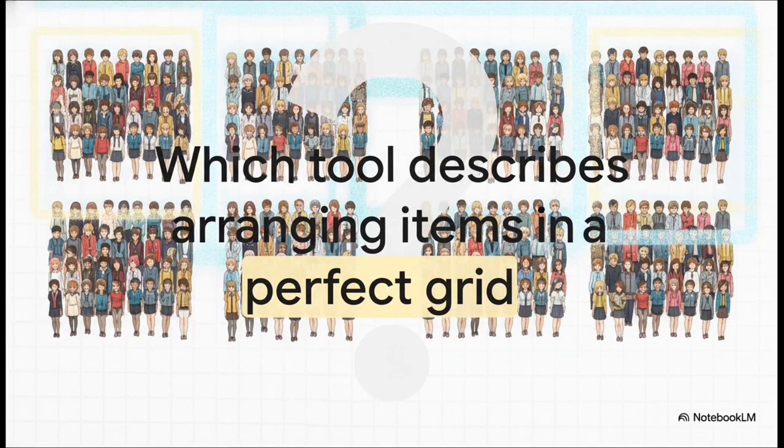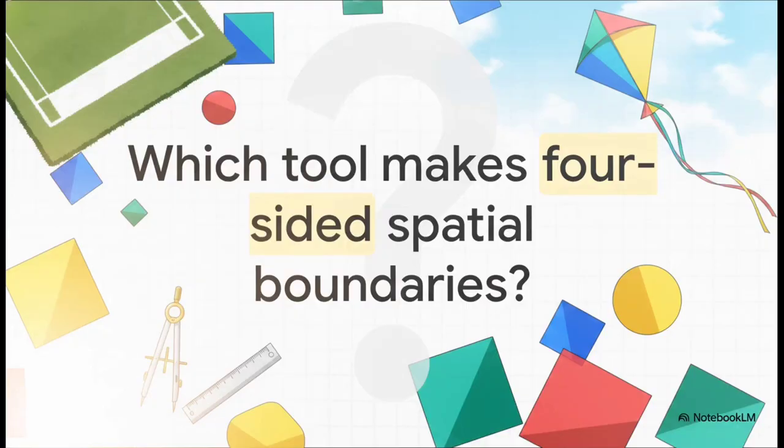Question 2. Which tool describes arranging items in a perfect grid? Remember the students standing side by side in the morning assembly? If you said square numbers, you hit the nail on the head. Multiplying a number by itself gives us that perfectly structured grid. Final question. Which tool involves making four-sided spatial boundaries? Think of the boundaries of the neighborhood cricket pitch or the shape of a flying kite. Yes, it's geometry and quadrilaterals. Incredible job piecing those clues together.